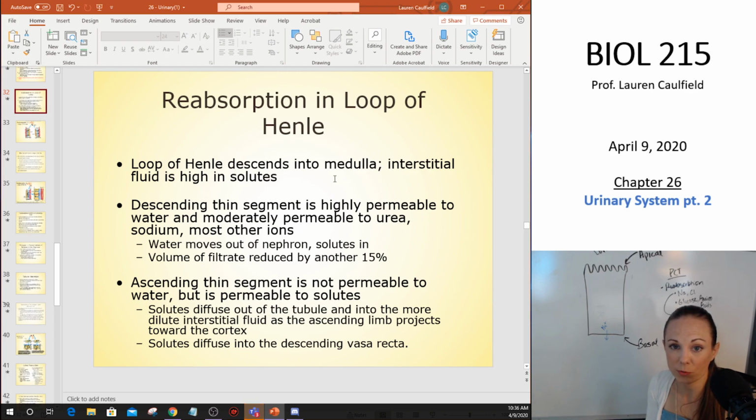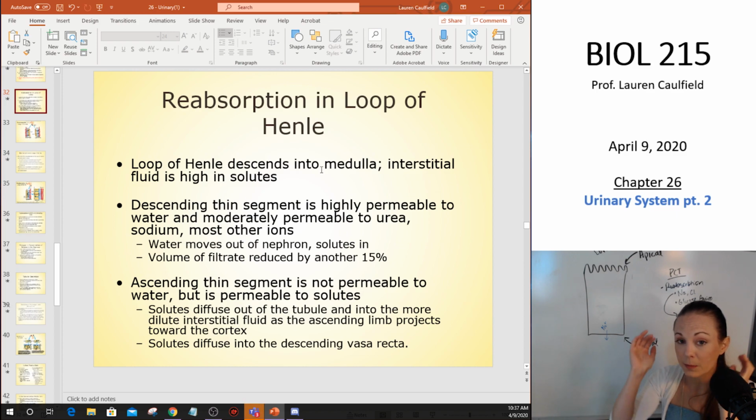So we're going to continue reabsorption in the loop of Henle. And remember how we talked about the changes in the epithelium as we move through that tubing system? That's going to alter what we are reabsorbing in this loop. So spoiler alert, as we move through the loop of Henle, we are going to absorb different things. So as that loop of Henle descends into the medulla, it's important to note that the interstitial fluid in the medulla becomes increasingly concentrated the deeper you go.